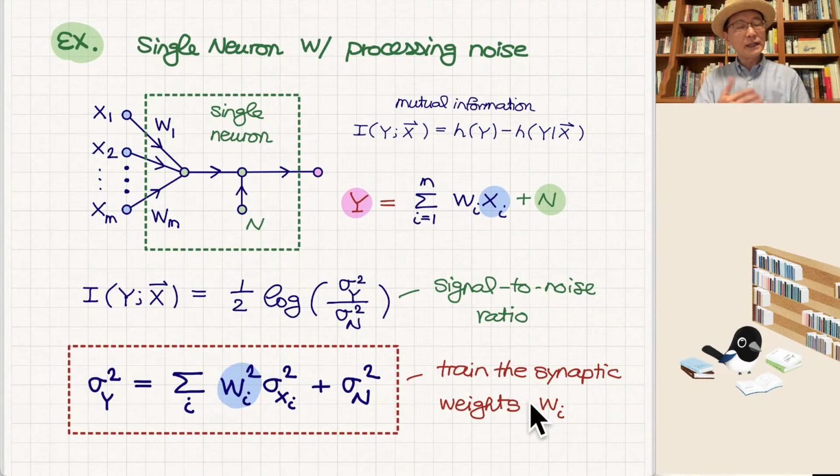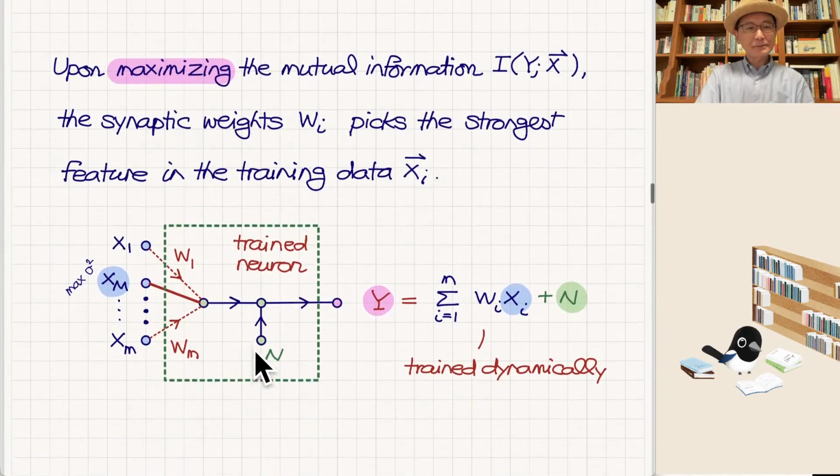So the question now is the following. Instead of giving this W1, W2 to Wm as parameters, now we're treating them as dynamical variables in the training period. That is, in the period that the neuron tries to learn. Learn what? Learn the message from x1 to xm. And so what would happen?